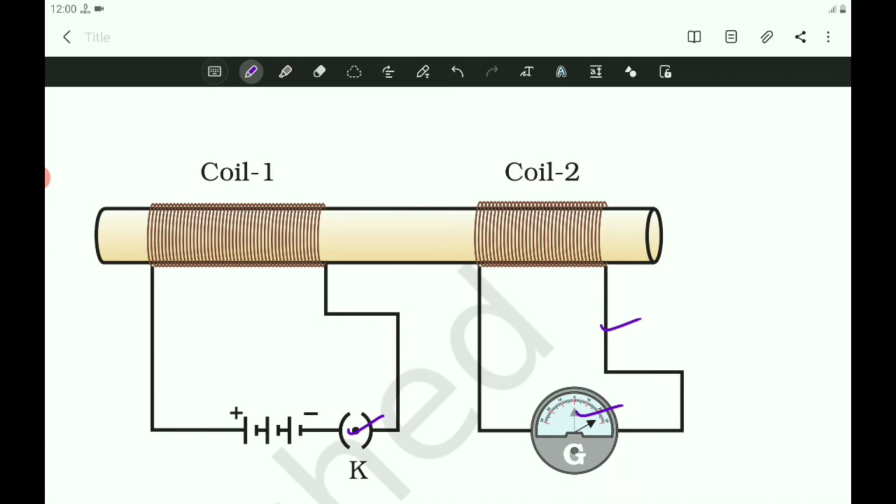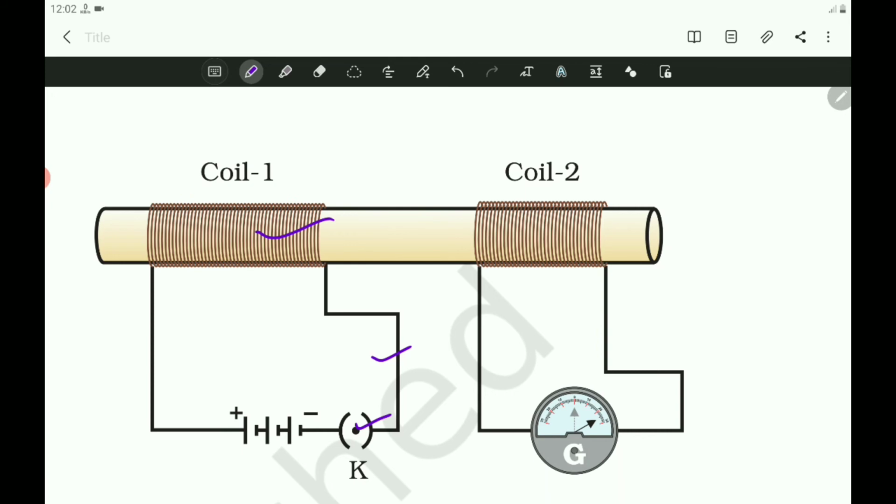You will observe that the needle of the galvanometer instantly jumps to one side and just as quickly returns to 0. It jumps to one side and comes back to 0. It indicates a momentary current in coil 2. So when the plug key is inserted here, you know that there is a flow of current through this coil. As there is a flow of current through this coil, there is a momentary current in coil 2.